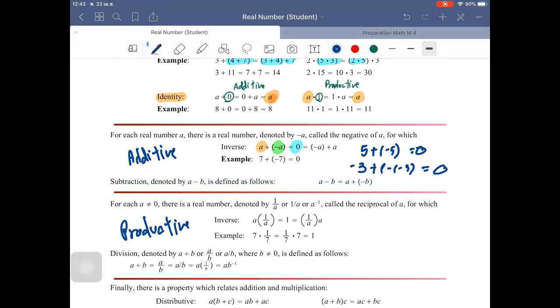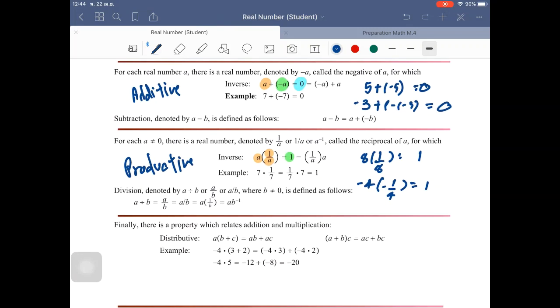The next one, productive inverse property, means the number multiplied by its reciprocal, which means A multiplied by its reciprocal, you will always get 1. For example, the number is 8, you multiply by its reciprocal, you will get 1. The number is negative 4, you multiply by its reciprocal, the answer will always be 1. That is called productive inverse, okay?